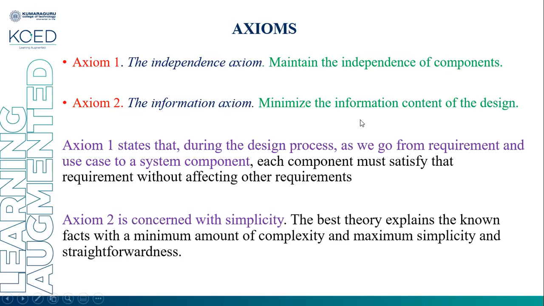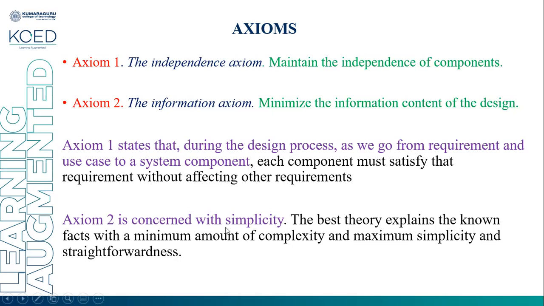Second, the information axiom: minimize the information content of the design. This is axiom 2, and we will discuss it in detail. Axiom 1 states that during the design process, as we go from the requirements and use cases to a system component, each component must satisfy the requirement without affecting the other requirements.